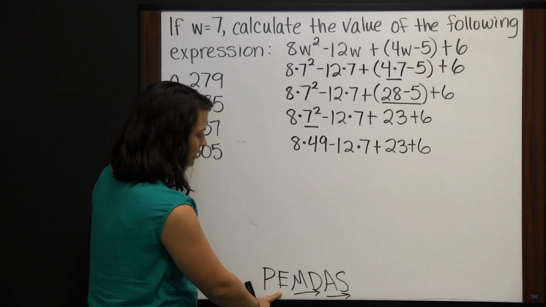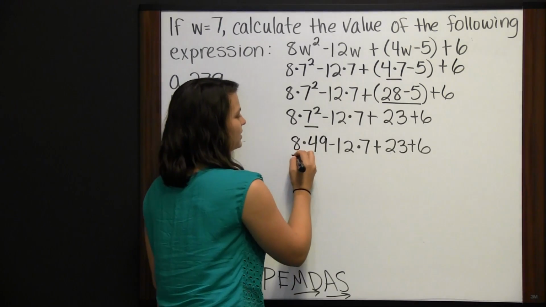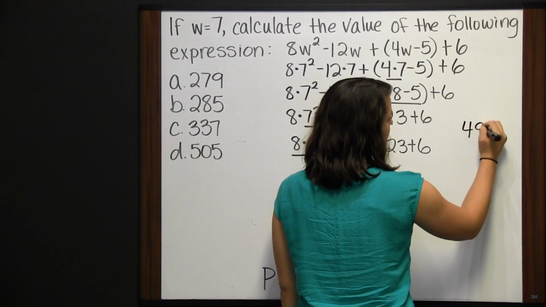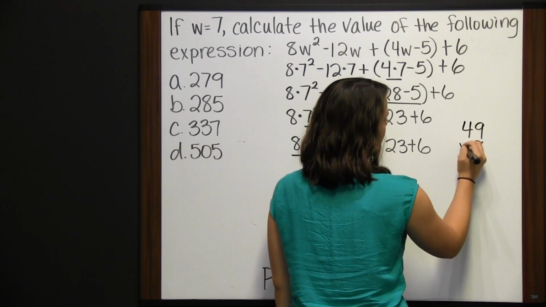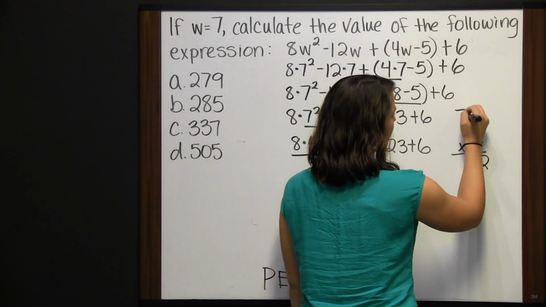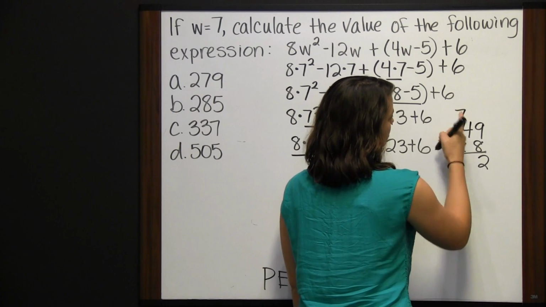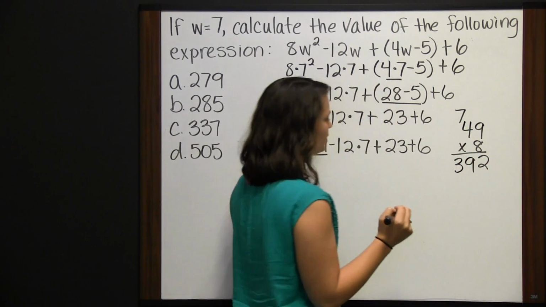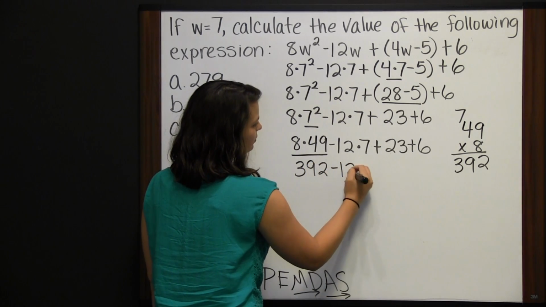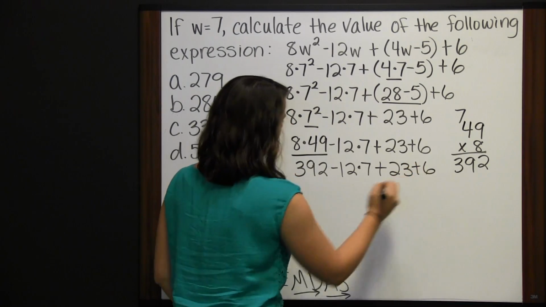Okay, after exponents is our multiplication and division from left to right. So first we see 8 times 49. We can just go off to the side and multiply that. 49 times 8. 8 times 9 is 72, so write the 2 and carry the 7. 8 times 4 is 32. 32 plus 7 is 39, so 392. So we have 392 minus 12 times 7 plus 23 plus 6.